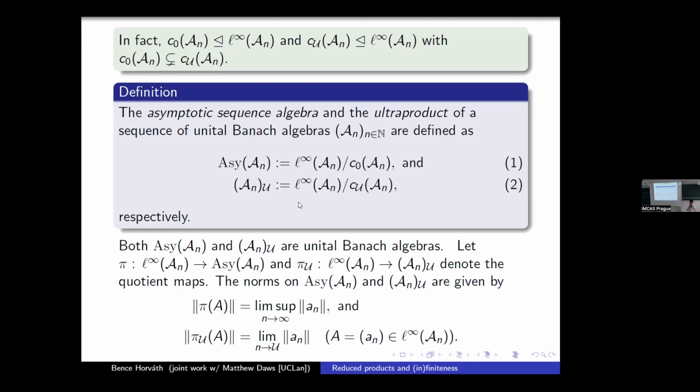And the norms on these quotients can be realized in a rather concrete way. In the asymptotic sequence algebra, it's the lim sup of the norm of the elements. And in the ultraproduct, it's just the limit along the ultrafilter here.